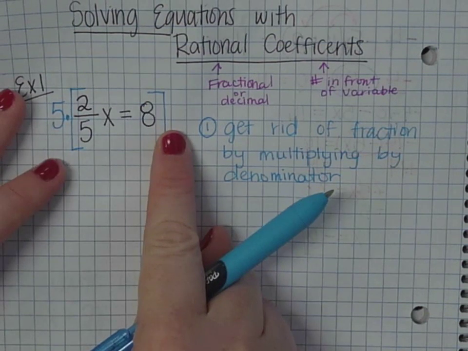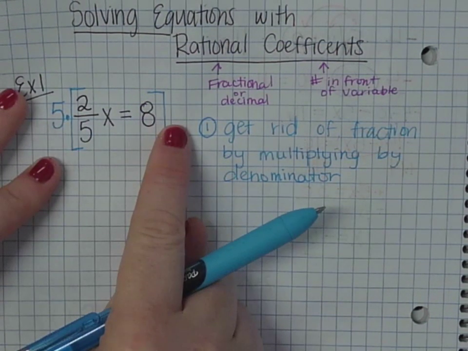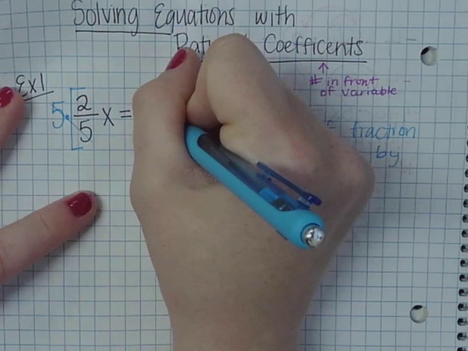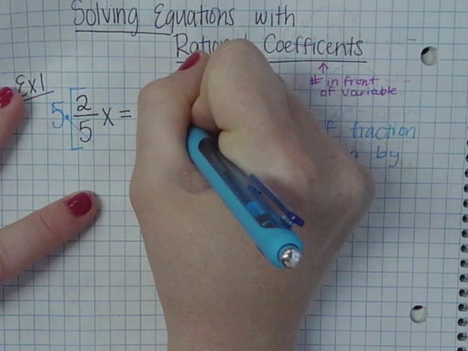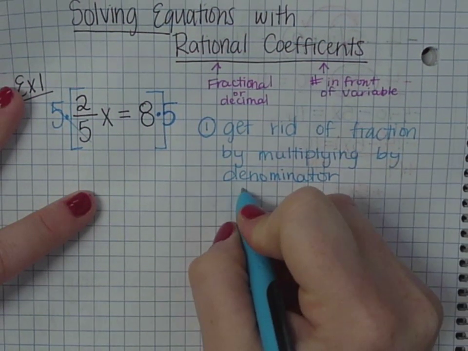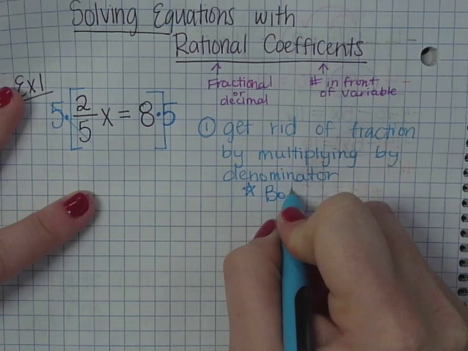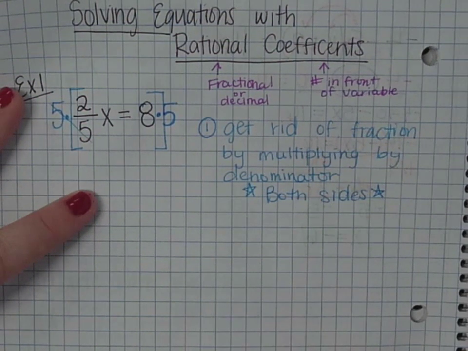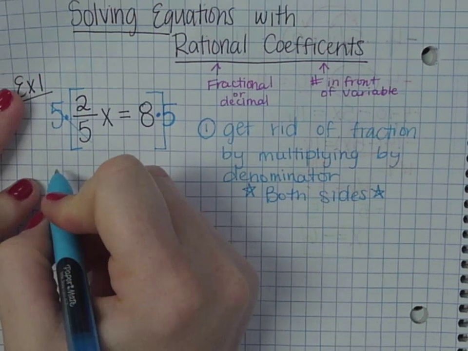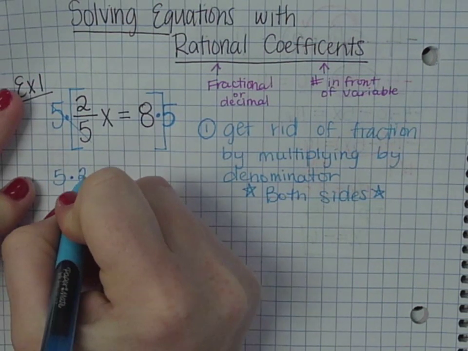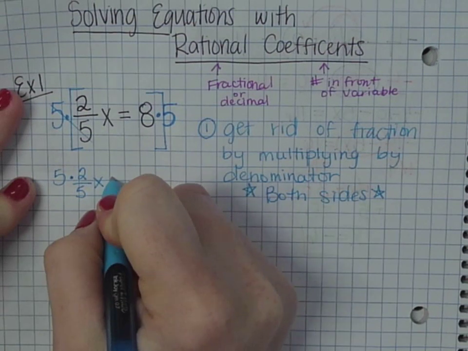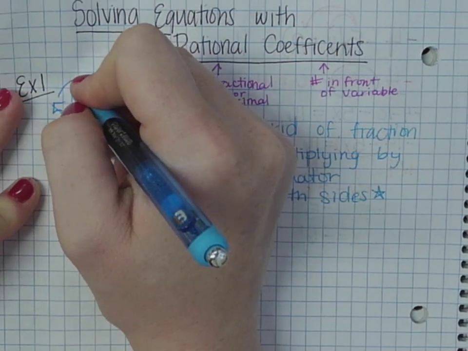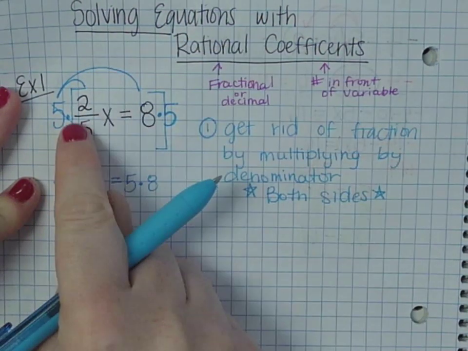And notice I do it to the whole thing because what I do to one side, I have to do to the other. So if I multiply a 5 times 5, that cancels. But I also have to multiply by a 5 here. So make sure you put a big note: both sides. So the 5 times 2/5 x equals 5 times 8. You could think about it as almost a distribution into both things.